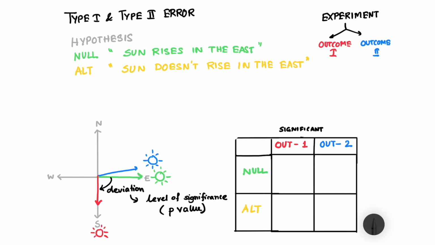So that's not that significant, right? Now how much deviation is significant, that is told to us by the p-value, and that is not today's discussion. We will have a separate discussion on p-value. Now we have understood by now that outcome 1 for this video is significant.